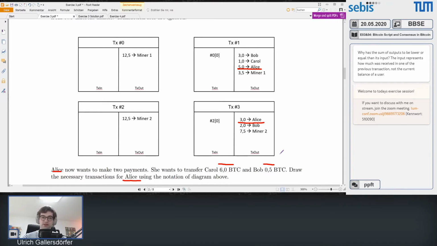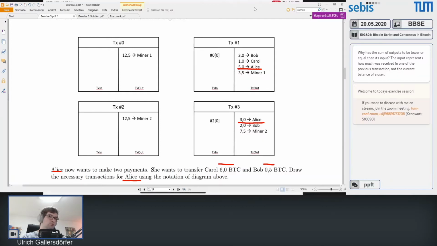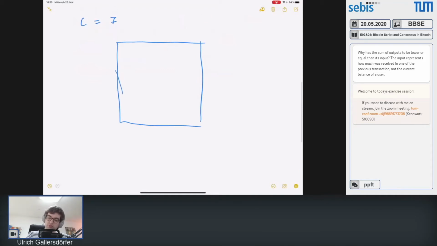So how would this look like? Let me do it like that. Not too fancy, but let's do it like this. And now we see we have again a box here. So we can have some transaction 5, and we have inputs here and we have outputs here. What we need to do is basically put all the inputs we want in there, and put all the outputs we want to create.